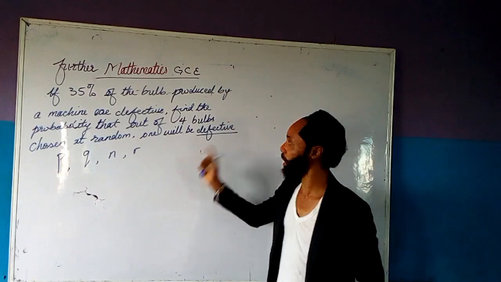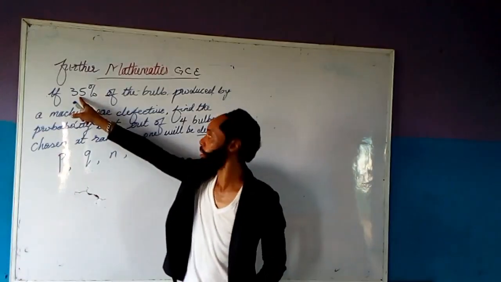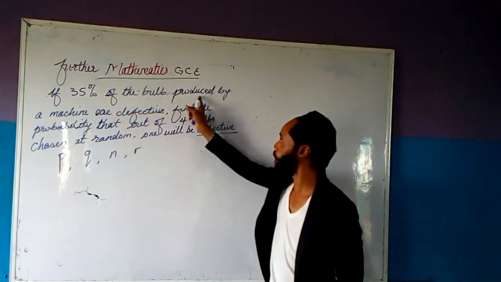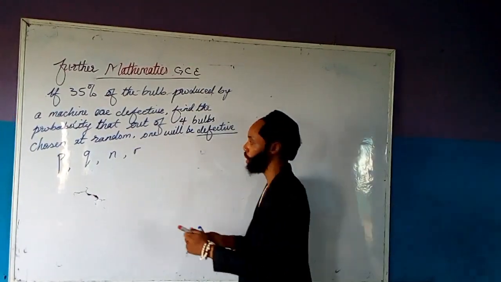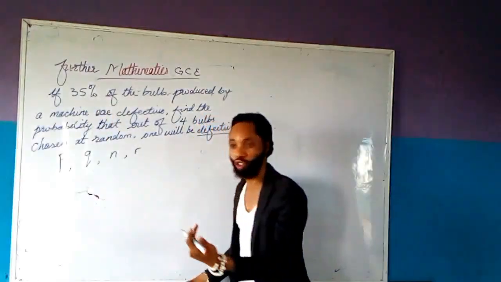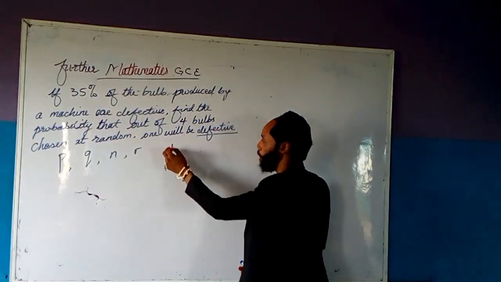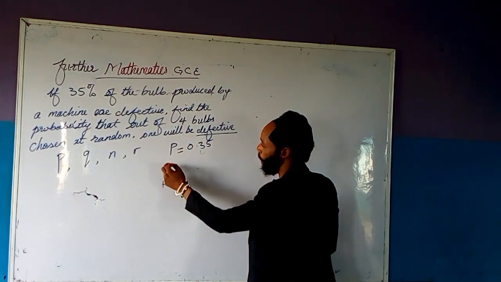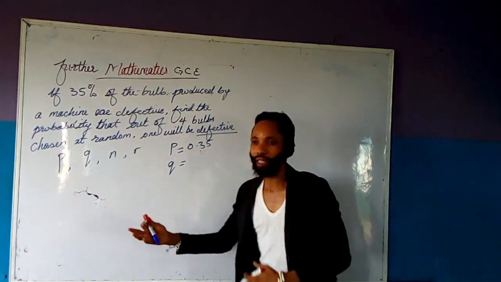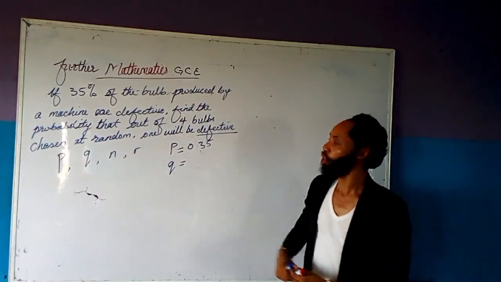If 35% of the bulbs produced by the machine are defective, that is the probability of the production. 35% means 0.35. So our P is going to be what? 0.35. Now, our Q. Q is the reverse, not defective.